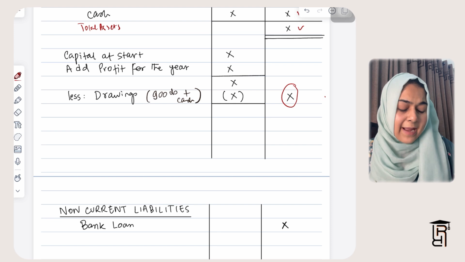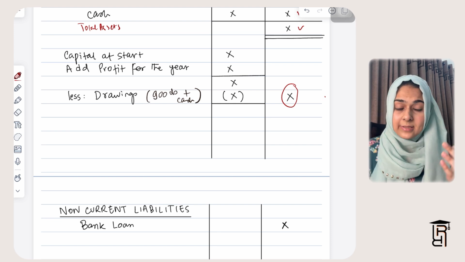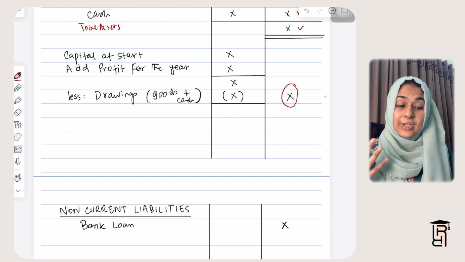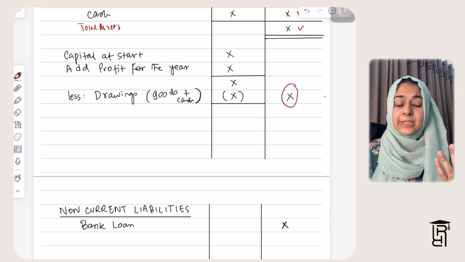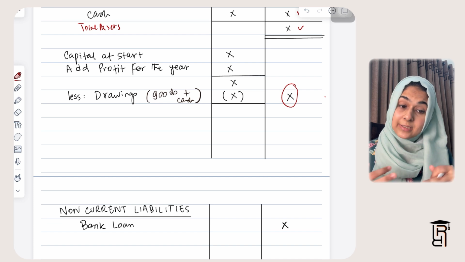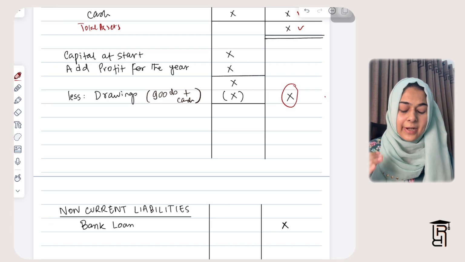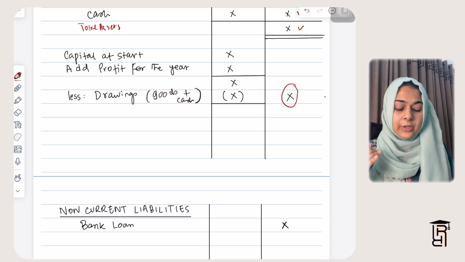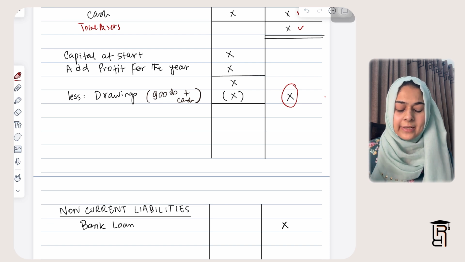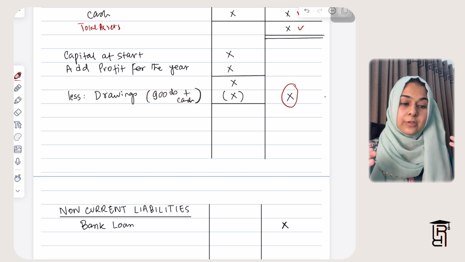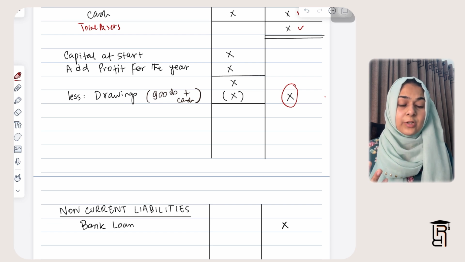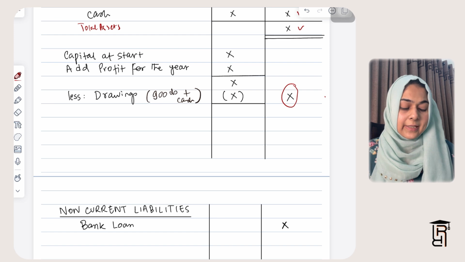Closing capital means my capital at end, because of the business activity, capital changes every year. If we generate profit, that means our capital should increase. That profit will be reinvested in the business in order to expand the business. And drawings should be subtracted, because drawings is what the owner took back, spent for their personal expenditures, or the goods they have taken out and used for their personal use. So that is subtracted.